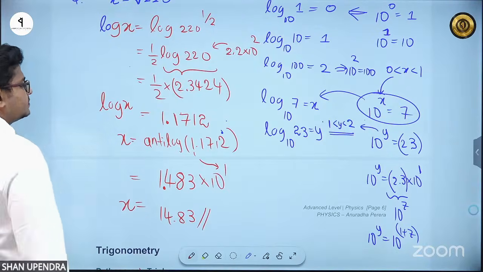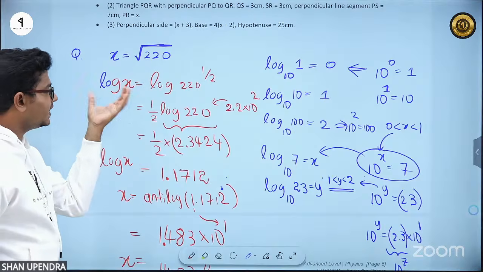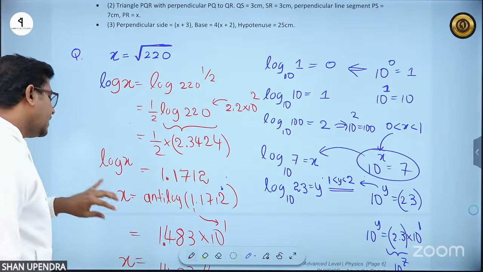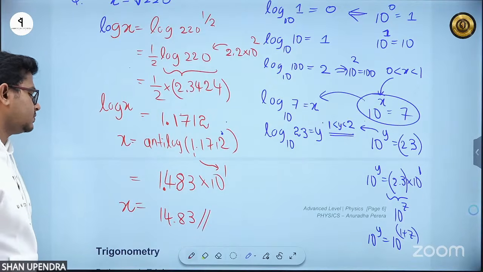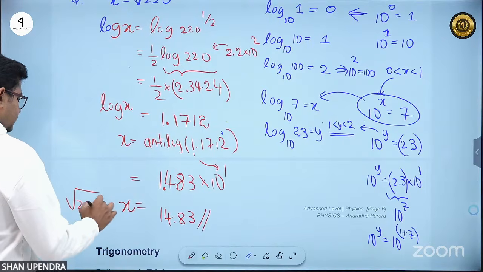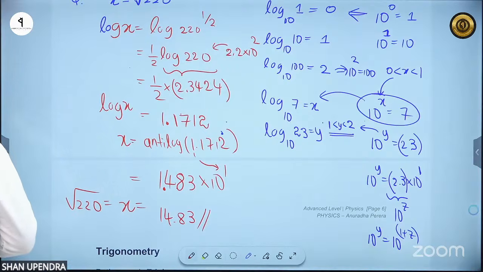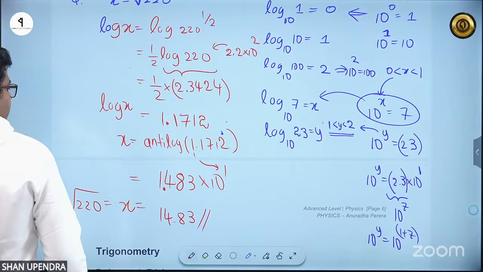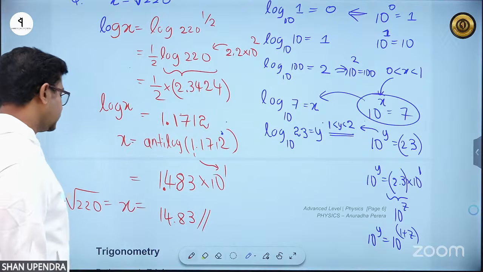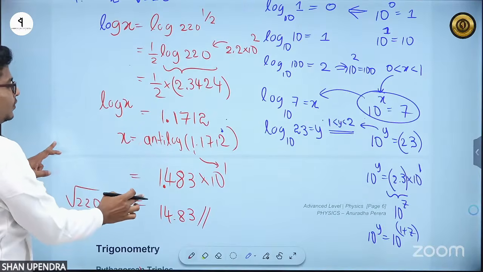That is x. So what we did is take the log of both sides, find log x in this way, 1.1712, and take the antilog again to find x. So this is the square root of 220. That's the way to use the log to find the square root. So you need log and antilog.